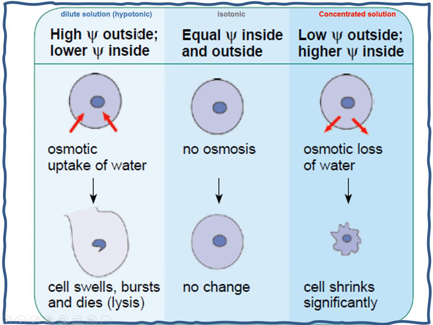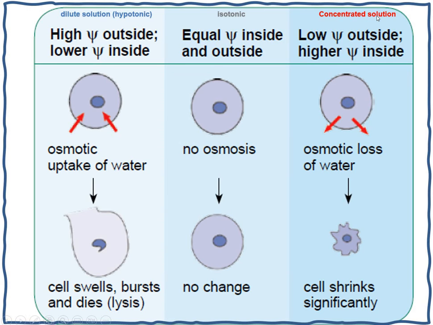like a pure water solution where it's hypotonic, there is a higher water potential outside and a lower water potential inside the cell. Therefore, osmosis happens and water moves in, and in an animal cell, the cell will swell and burst and die. Lysis, which is rupturing. If it's in an isotonic solution where there's an equal water potential inside and outside, there's going to be no net movement of water, so there's going to be no change.